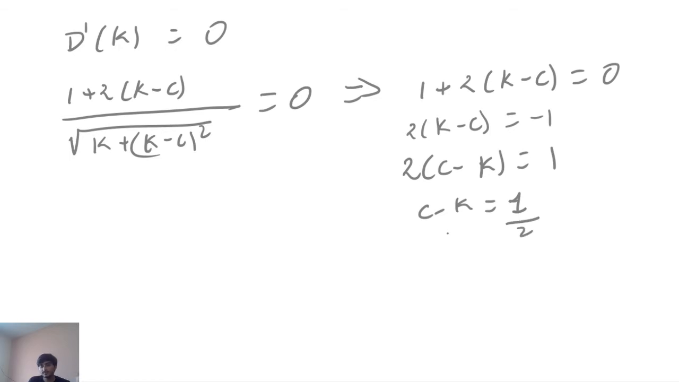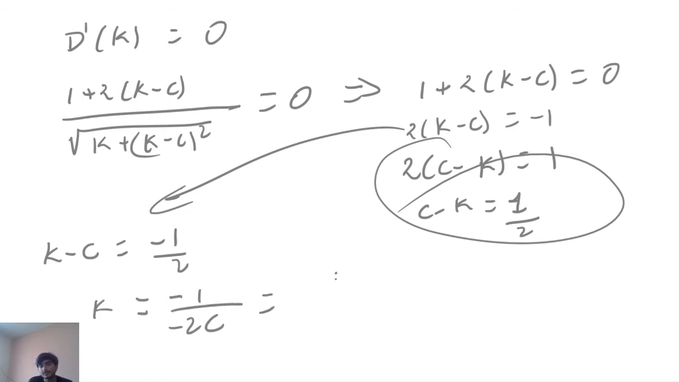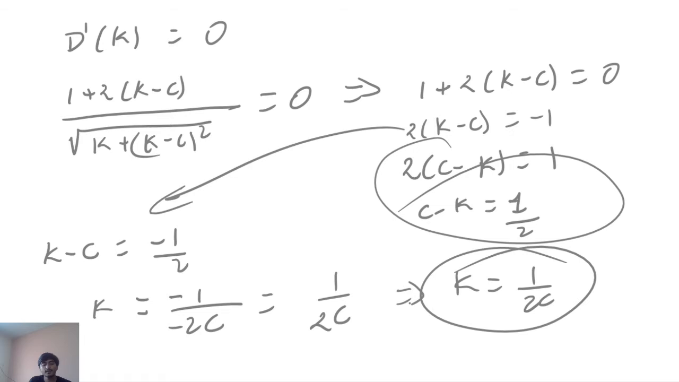Since we need to find k, let us check whether you could have followed here itself. So k minus c is equal to minus 1 by 2. So k equals how much? Minus 1 by minus 2c, right? So that will become 1 by 2c, right? So what we got is the value k equal to 1 by 2c. Okay, is that fine? Do we need to do anything else? We don't miss something.